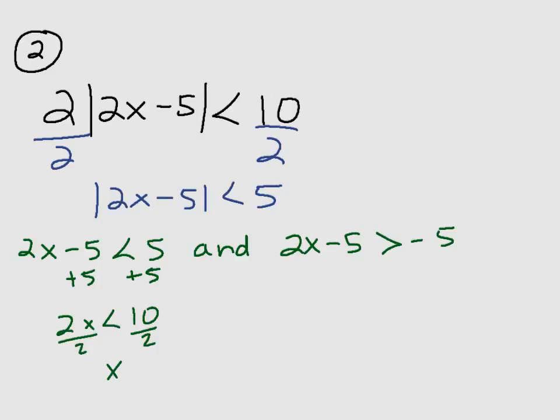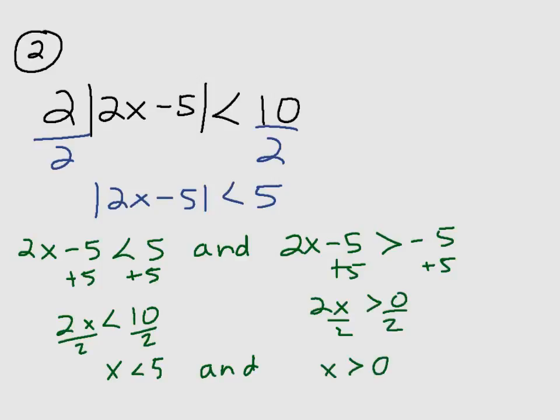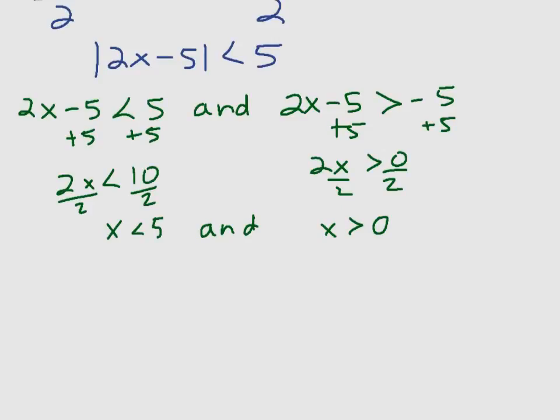So I get x is less than 5 and x is greater than 0. So we're just going to graph these, make sure that there's nothing funky going on, and check our answer. So our number line, we got to have a 0 and a 5.